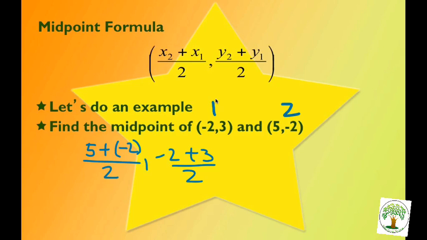All right, what is 5 plus -2? 3 over 2. So 3 over 2 does not reduce. I'm leaving it. Oh, I did that wrong. And what is -2 plus 3? 1. 1, and over 2 is 1/2.